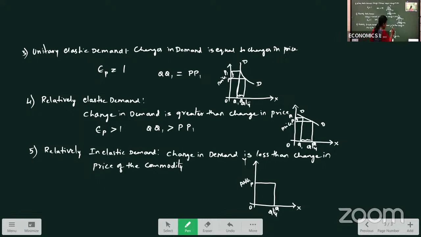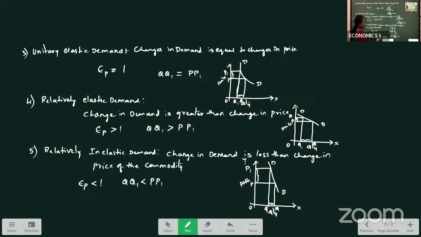So, price changes. If price increases to P1, demand decreases to Q1. So, see, my PP1 change is greater, but QQ1 change is less here. So, this will be the demand curve in this case. So, elasticity value is less than 1. Means QQ1 is less than PP1. See, the change in Q and Q1 is less compared to the change in price. Demand changes are less than price changes.